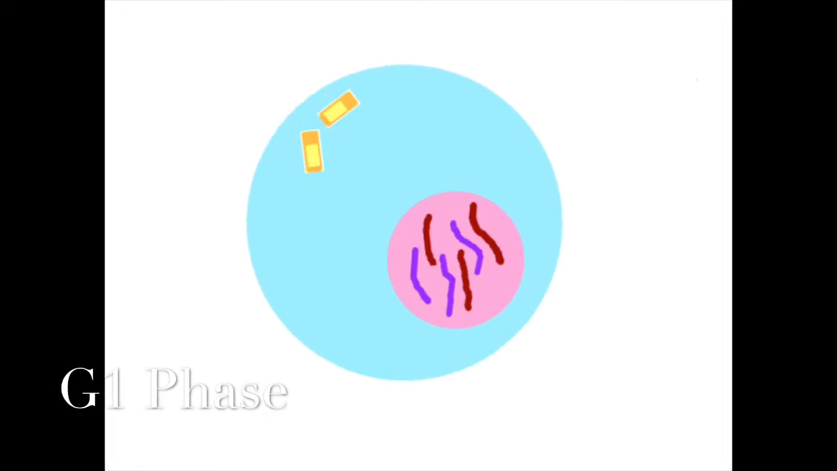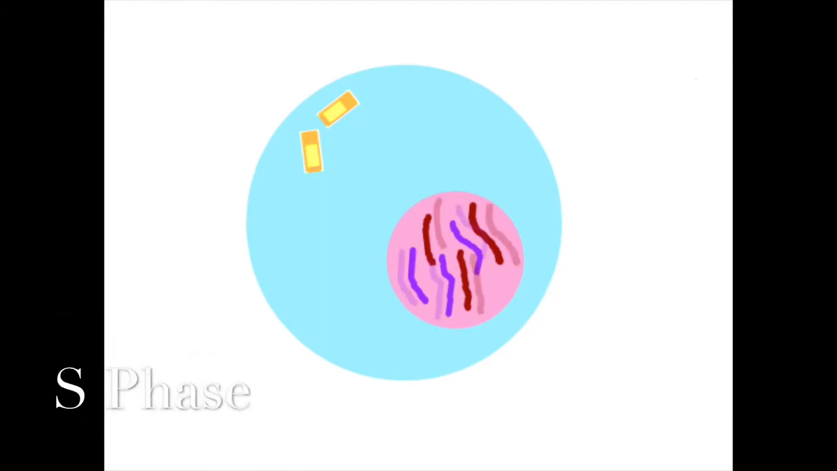During this phase, the cell grows in size and synthesizes new proteins and organelles. If the cell is big enough and the environment is suitable, the cell moves on to the S phase. The S phase is where the DNA is synthesized in the nucleus of the cell by replication of the chromosomes.